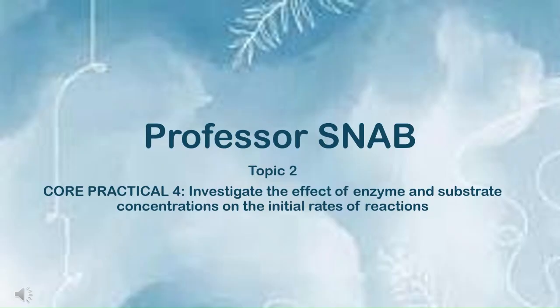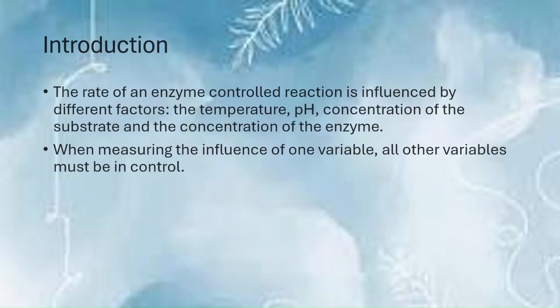So today we're investigating the effect of enzyme and substrate concentrations on the initial rate of reactions. So the rate of an enzyme-controlled reaction is influenced by different factors: the temperature, pH, concentration of the substrate, and the concentration of the enzyme. When measuring the influence of one variable, all other variables must be controlled.